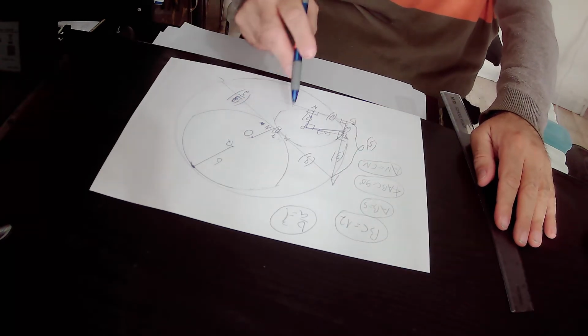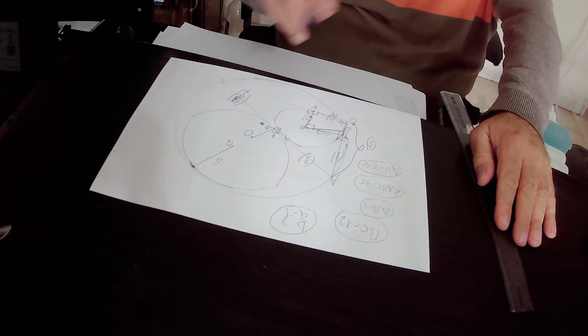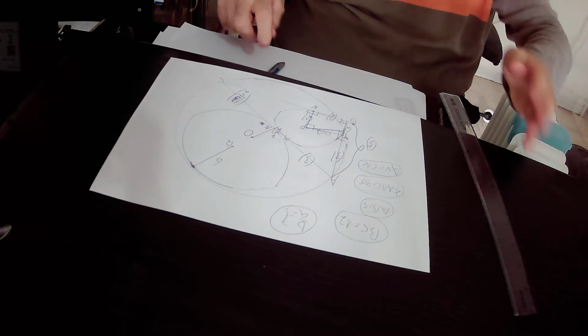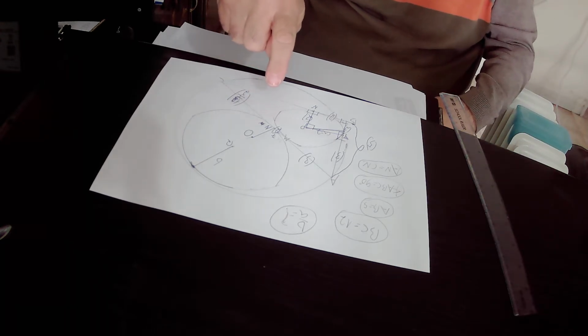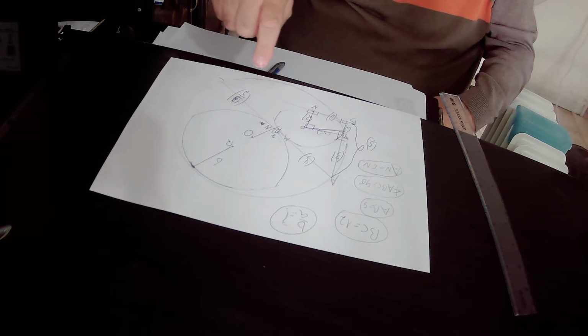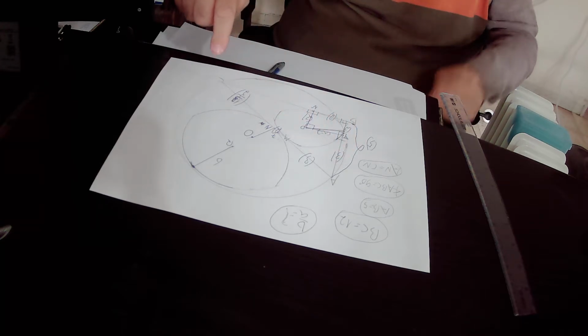Line segment ON bisects chord AC. Why? Because AN equals NC. Therefore, whenever we have a line segment from the center of a circle, that is to say from point O, that bisects a chord, it will also be perpendicular to the chord. So ON is perpendicular to AC.